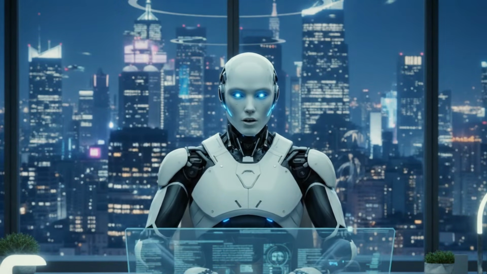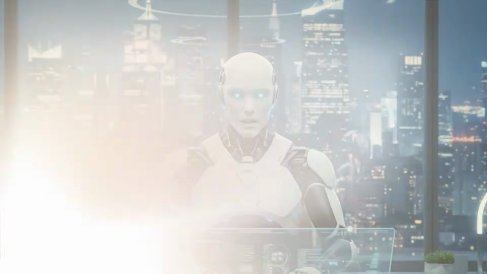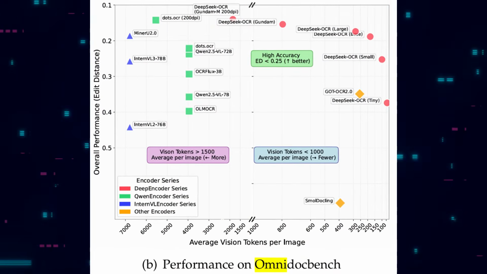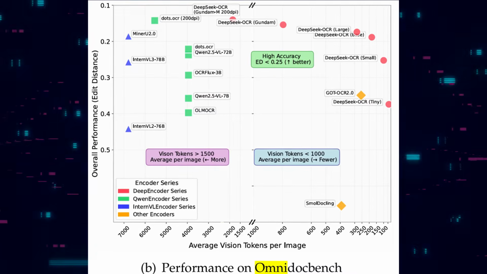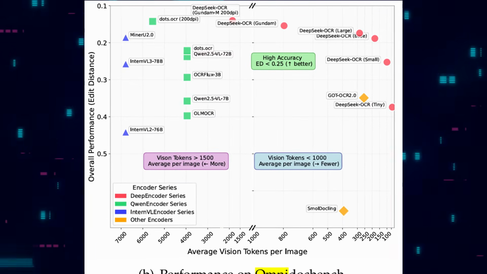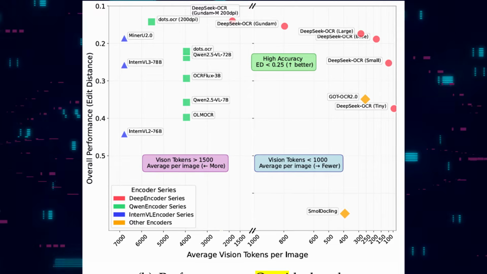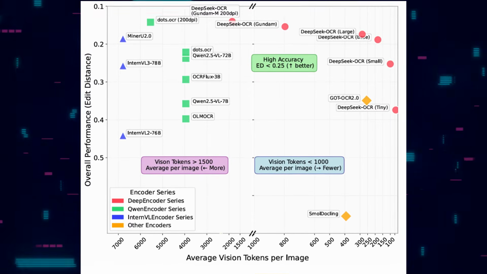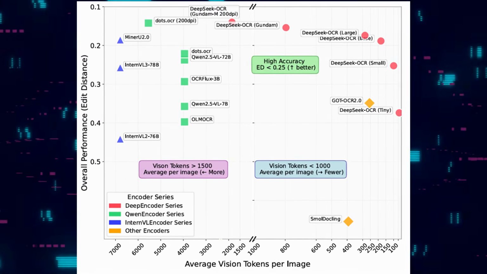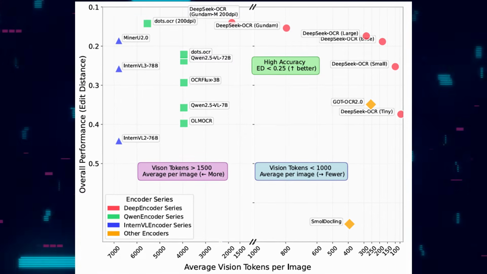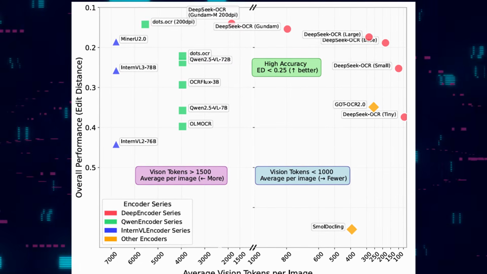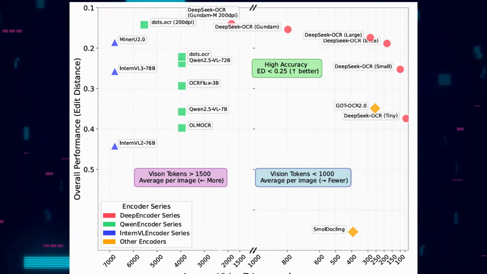But does it actually work on real documents? The answer is yes. On OmniDocBench, a comprehensive document parsing benchmark, Deepseek OCR beats OCR 2.0 while using fewer tokens, 100 versus 256. It outperforms Miner U 2.0, which uses over 6,000 tokens per page, while Deepseek OCR uses under 800. It achieves competitive performance with models like Intern VL3 and Qwen 2.5 VL that use 4,000-7,000 vision tokens.